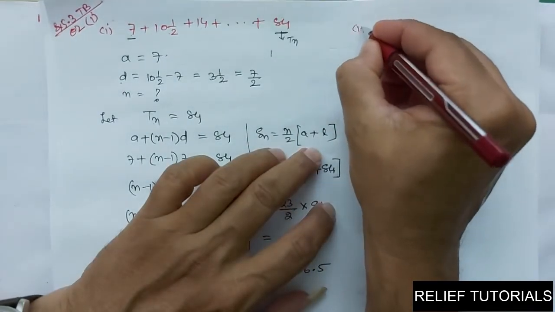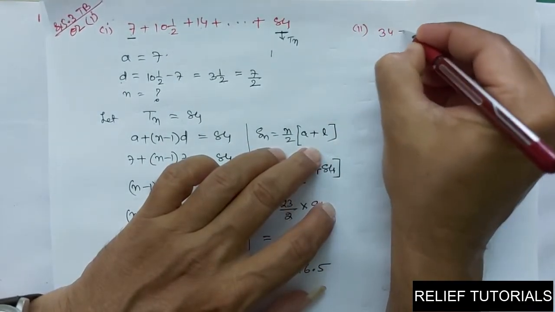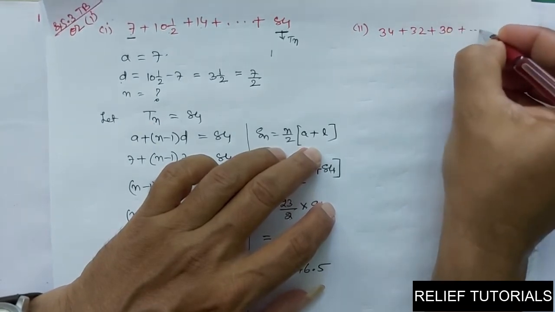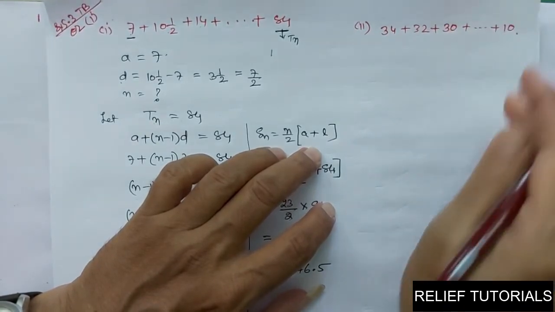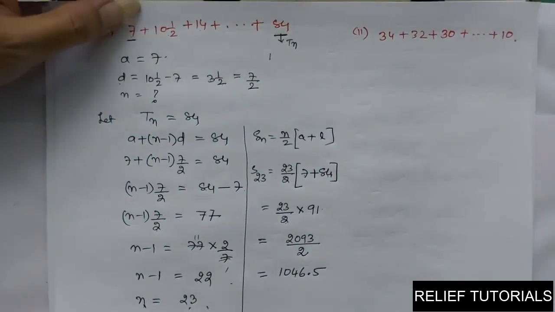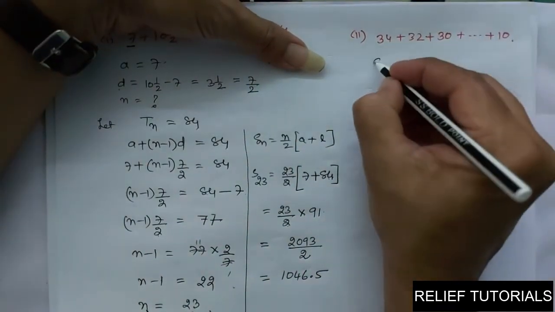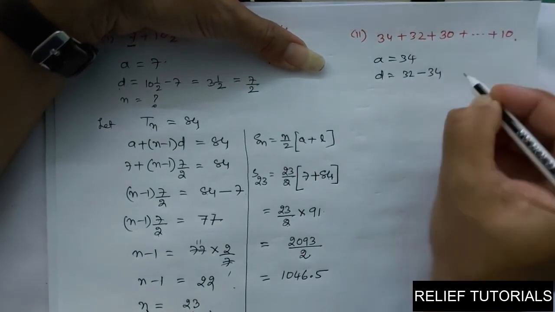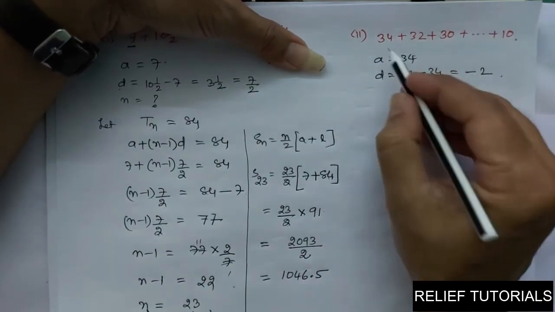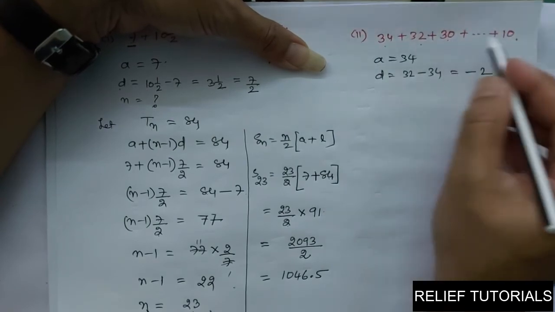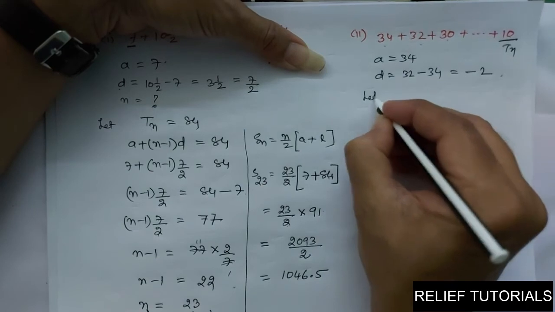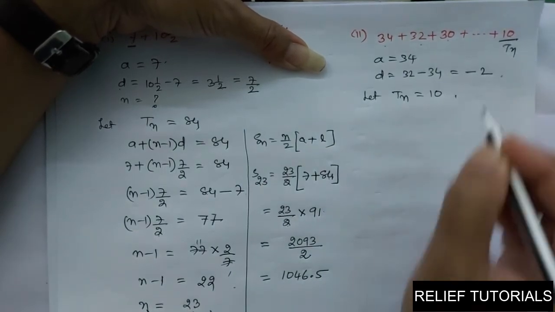See, the second one. 34 plus 32 plus 30 plus dash dash dash plus 10. Look here, same thing. What is the first term? A equal to 34. The difference is equal to T2 minus T1, so that is equal to minus 2. This is the first term, this is the second term, this is the third term. We don't know which term it is, so let this be the nth term. So we can say let Tn is equal to 10.